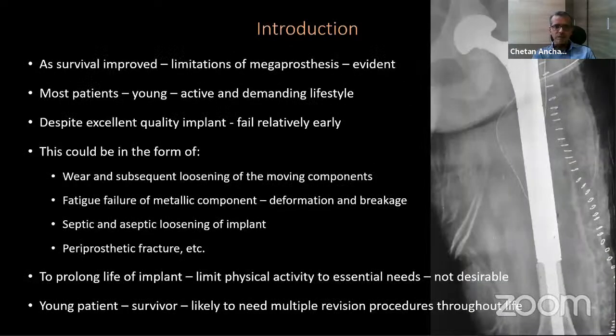However, as survival improved, the limitations of the megaprosthesis have become evident. Most of these patients with bone tumors are young, and they have an active and demanding lifestyle. And although there were high-quality implants, they still fail relatively early. This could be in the form of wear and subsequent loosening of the moving components, fatigue failure of the metallic component with deformation and breakage, or there could be aseptic or septic loosening, periprosthetic fracture, etc.